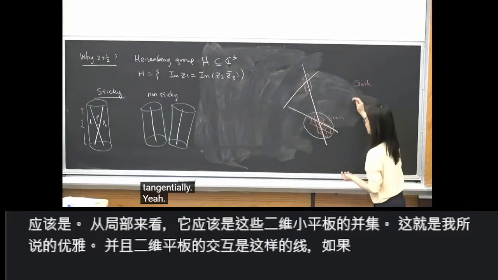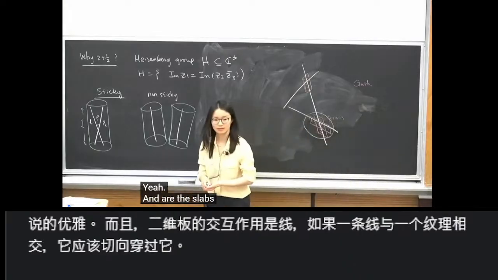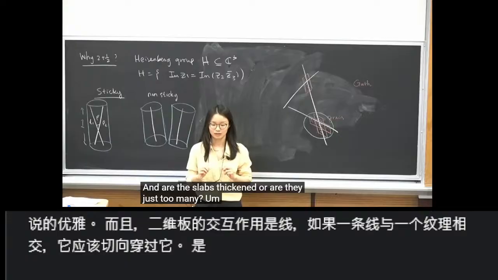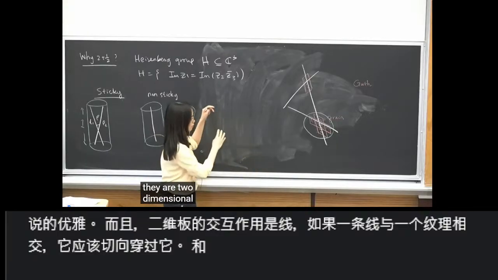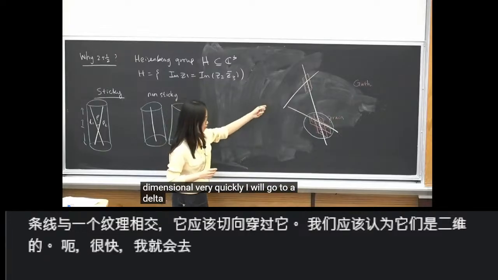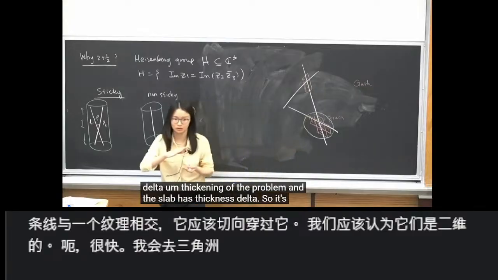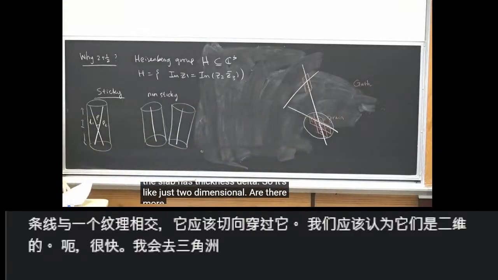Are the slabs thickened, or are they just two-dimensional? We should think of them as two-dimensional. Very quickly, I will go to a delta thickening of the problem, and the slab has thickness delta, so it's like just two-dimensional. Are there more questions?